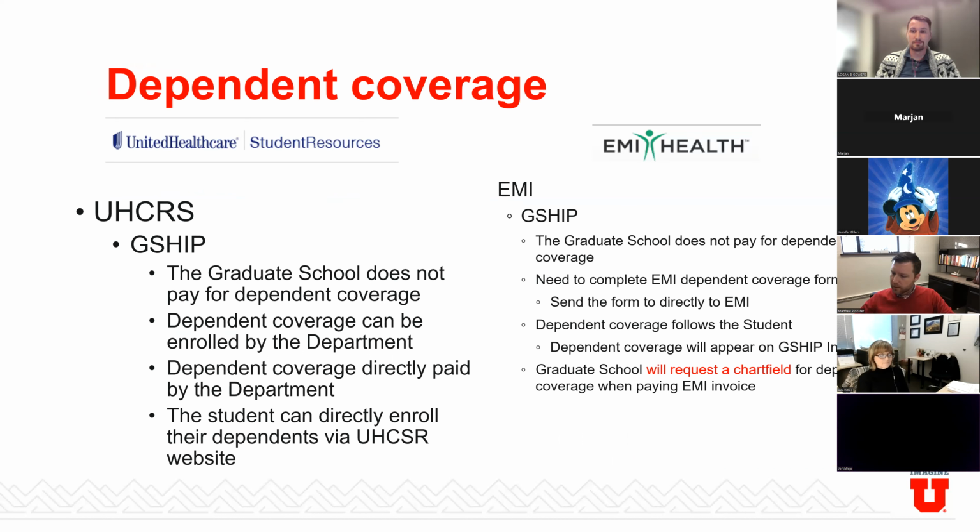When it comes to the dependent coverage, I just want to reiterate that the graduate school does not pay for dependent coverage. Dependents can be enrolled by the department for United Healthcare. We need to make sure that if the student is on GSHIP, the student is on GSHIP first, and then you can do the dependent enrollment.